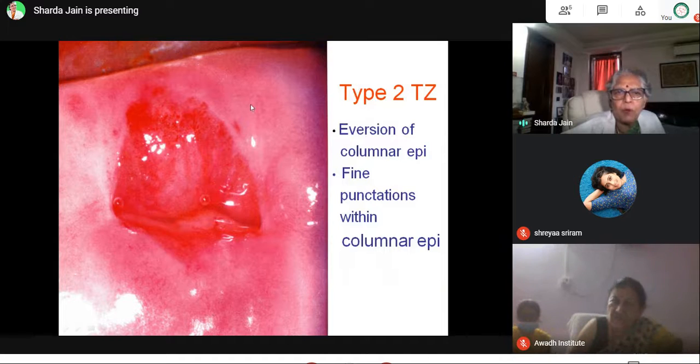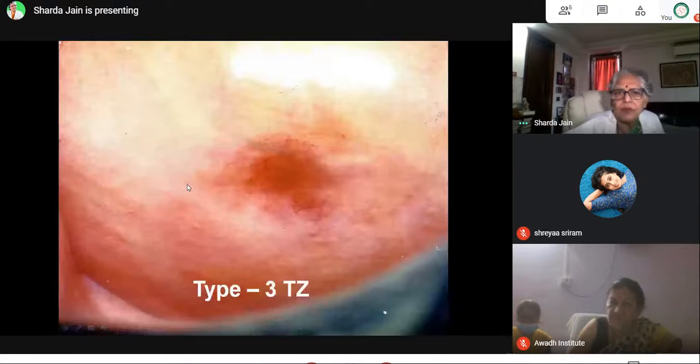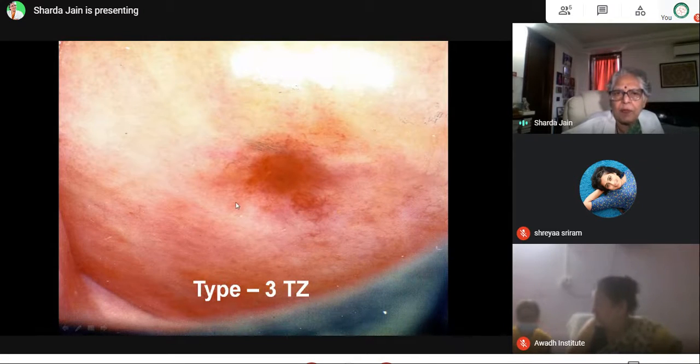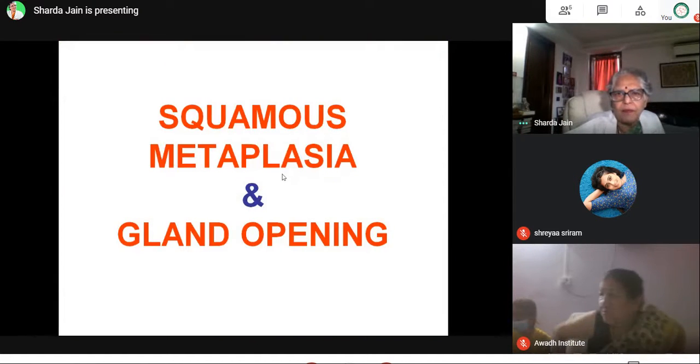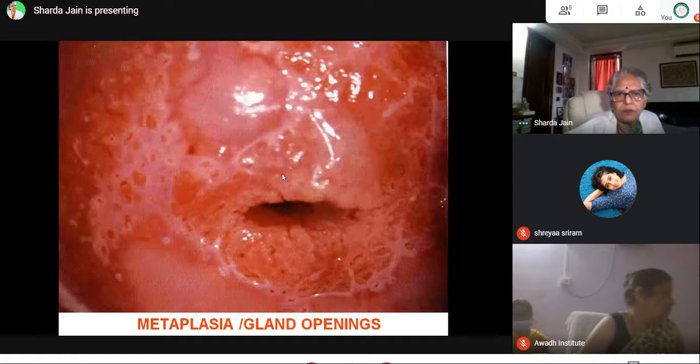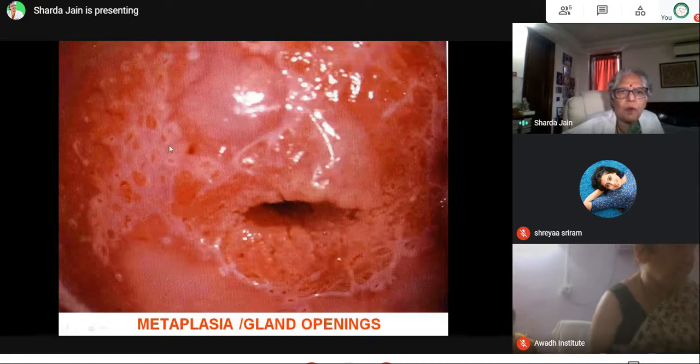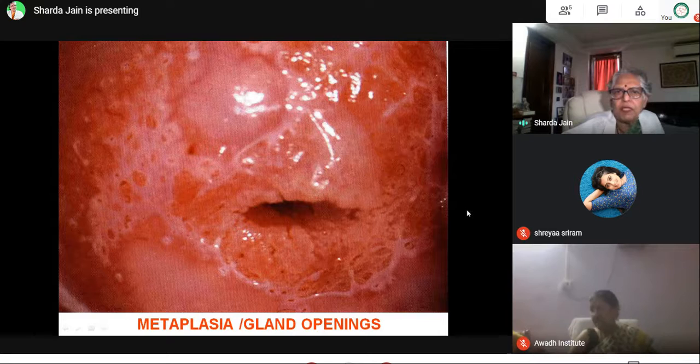When it is more of an ectropion, where it has spread a bit more towards the outside, we call this a type 2 transformation zone. This is a type 3 transformation zone, where everything has gone inside and half of it is not visible. This happens in menopausal patients. You can see here a metaplastic gland opening, how beautifully things are stained.